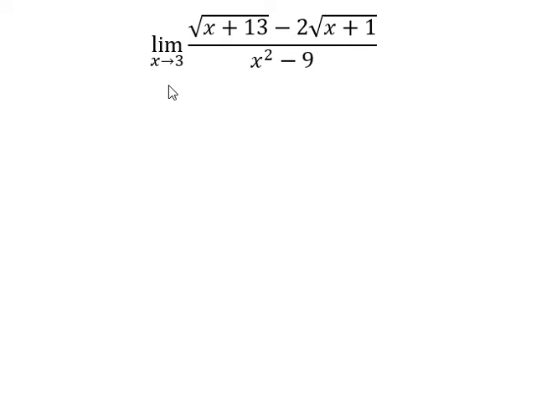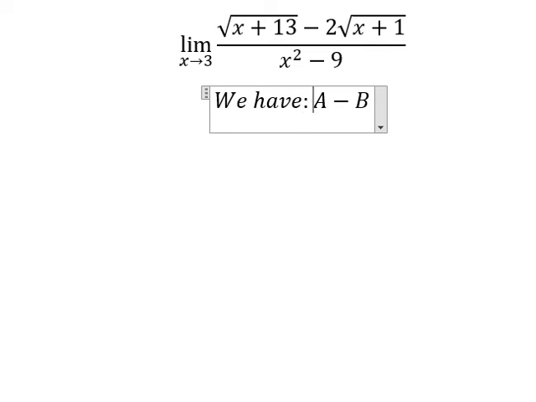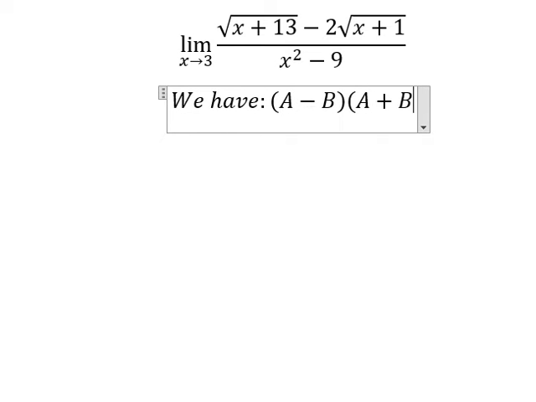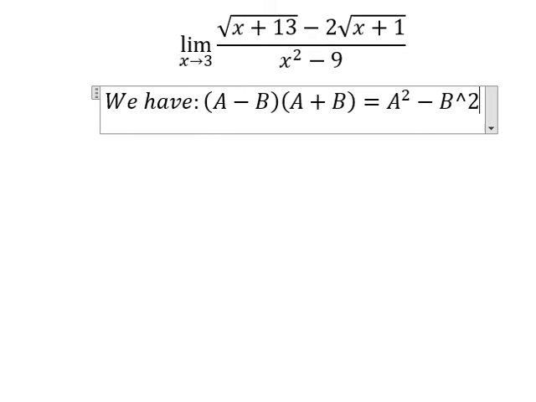So now I will show you how to answer. We have the formula in here. That is about a minus b multiplied by a plus b equals a square minus b square.